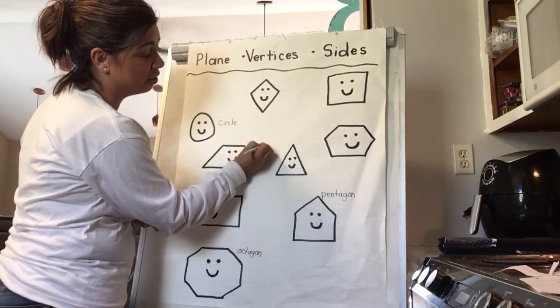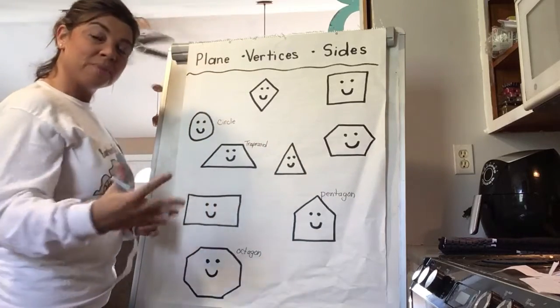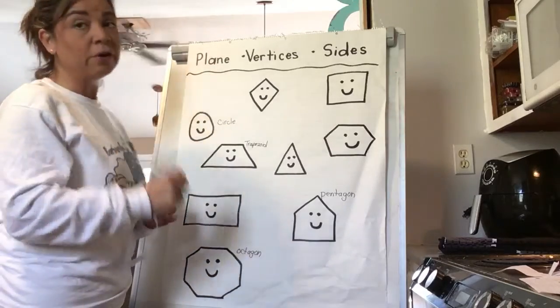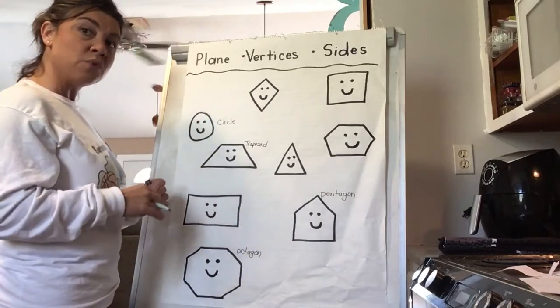A trapezoid. Now I know I threw that parallel line word out there for you. That's something that you'll probably need to know in 2nd grade. So you got a little heads up on what to know next year.